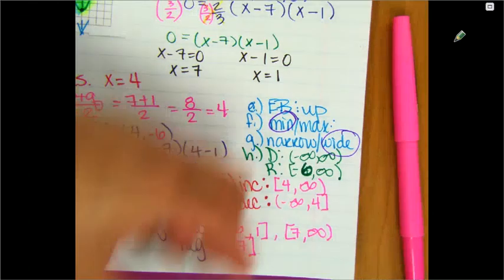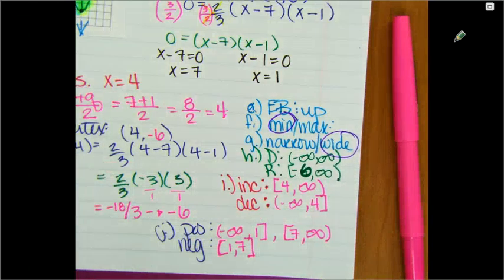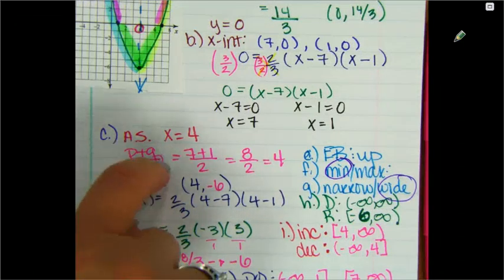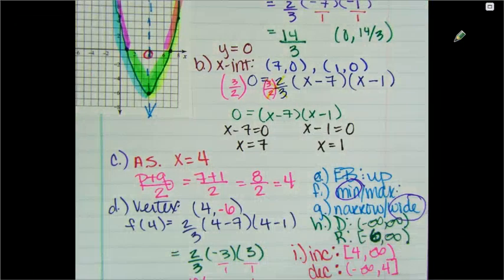None of this is new. All of this is review. The only thing new is how to find P plus Q over 2 or by counting. That's it. All right, so do 3 by yourself. Go.